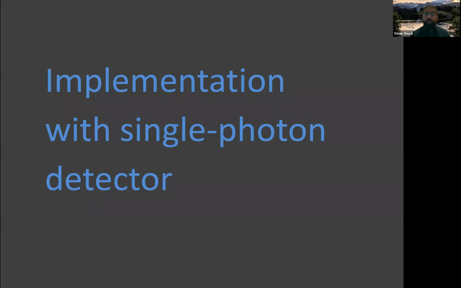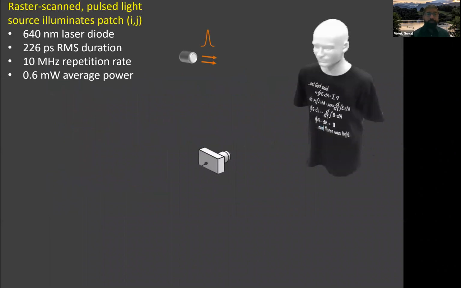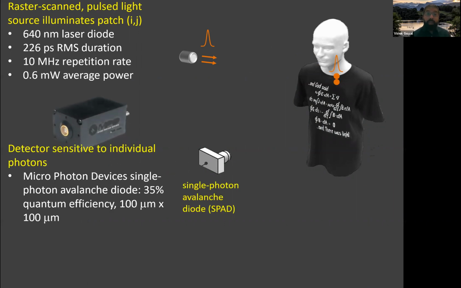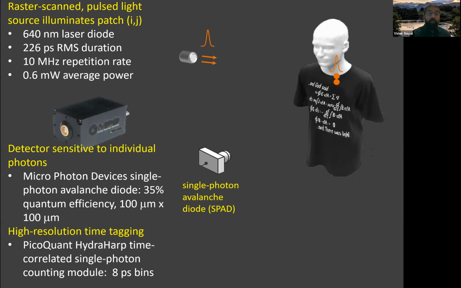To have a photon-efficient implementation, to make the most of a small number of detected photons, we would want to use a single photon detector. We have a pulsed light source that we're going to raster scan. The illumination of one small patch at a time, indexed by ij, creates our transverse spatial resolution. We'll do detection with a single photon avalanche diode. We'll also need a way to record times of photon detections with high resolution. We operate a time-correlated single photon counting module with 8 picosecond bins.